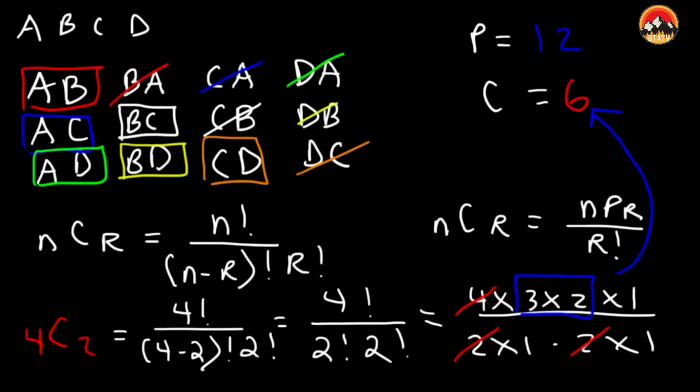And so now you understand how to use the equation, and also you understand how to make a list to determine the number of permutations and combinations. So now let's work on some example problems.